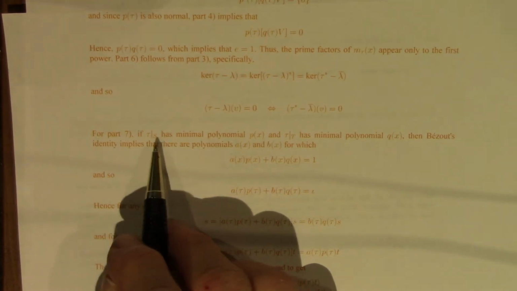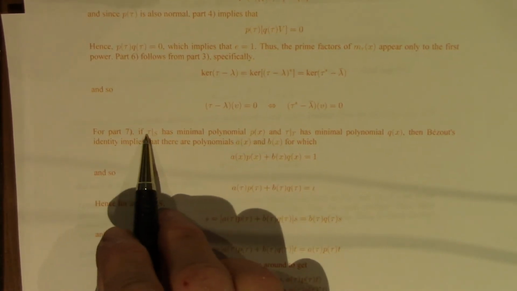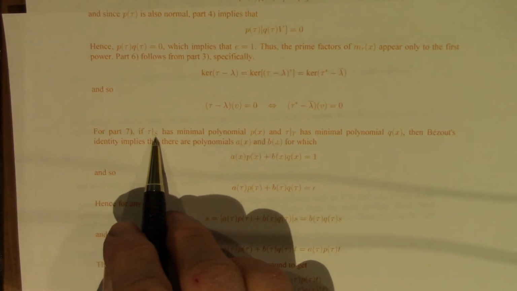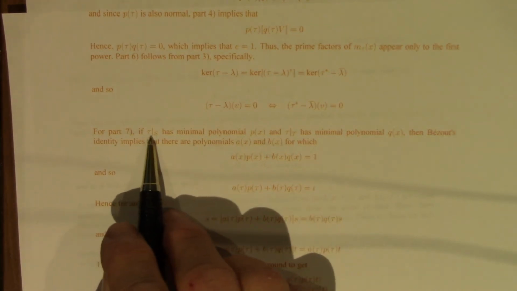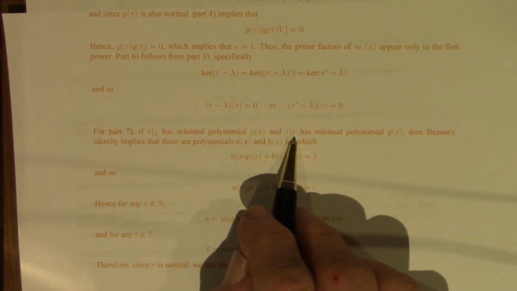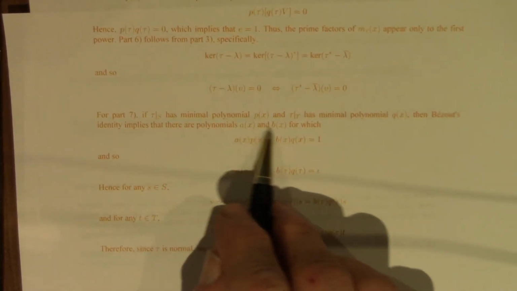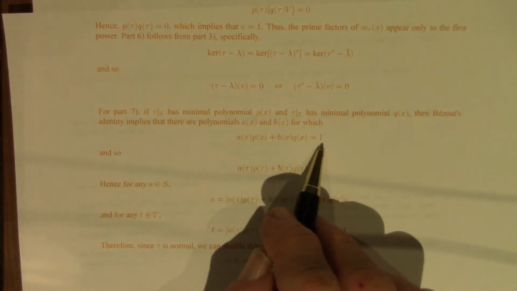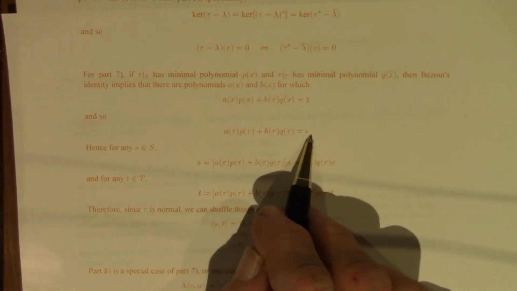For part 7, we have two subspaces S and T, and the restrictions of tau to those subspaces have minimal polynomials that are relatively prime. Tau restricted to S has minimal polynomial p of x, tau restricted to the other subspace T has minimal polynomial q of x, and p of x and q of x are relatively prime. We can use Bezout's identity, which implies that there are two polynomials a of x and b of x for which this equation holds. And so when we replace x by tau, we get the identity operator.